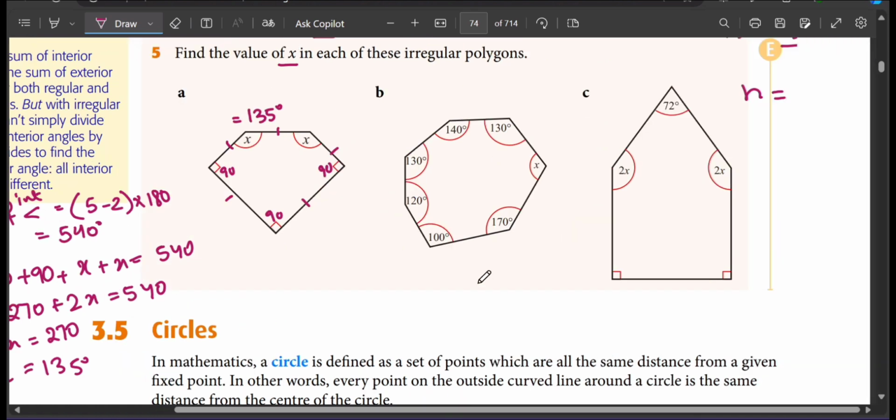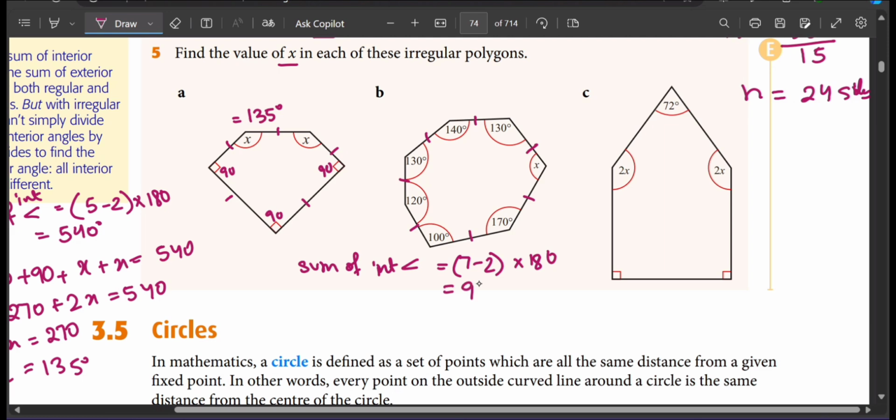Okay, for part B, how are we going to do it: 1, 2, 3, 4, 5, 6, 7. 7 sides. So the sum of interior angles will be 7 minus 2 into 180, which is basically 5 into 180, and that is 900 degrees. And when you combine all of that, that is going to be 100 plus 120 plus 130 plus 140 plus 130 plus 170 plus x is going to be 900.